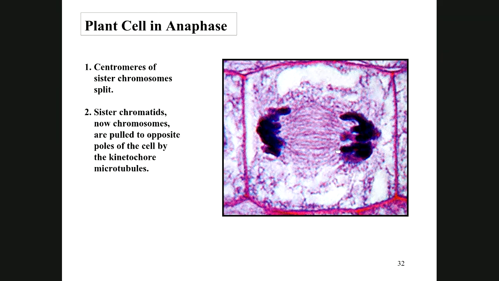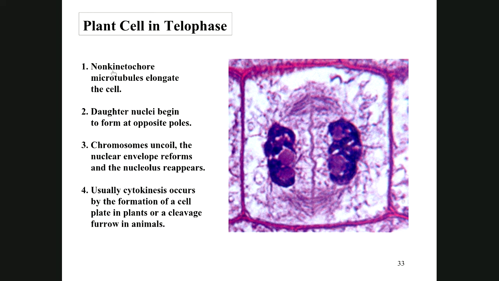And then the next phase will be telophase. Here is telophase. Non-kinetochore microtubules elongate the cell. That's what caused the sisters to be split. Daughter nuclei begin to form, so you can see the daughter nuclei are forming. Here's what's left of the spindle apparatus going across here. Chromosomes uncoil. The nuclear envelope forms around here. The DNA is going to unwind back to the chromatin state.